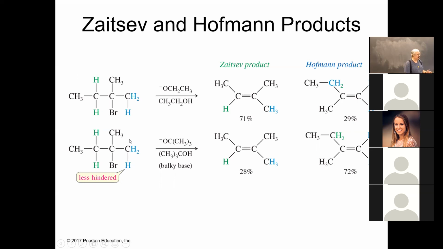You can see that the product ratios are almost the same, but they're opposite. So with the uncrowded, unhindered base, we get the more substituted. With the crowded base, we get the less substituted as our major product.